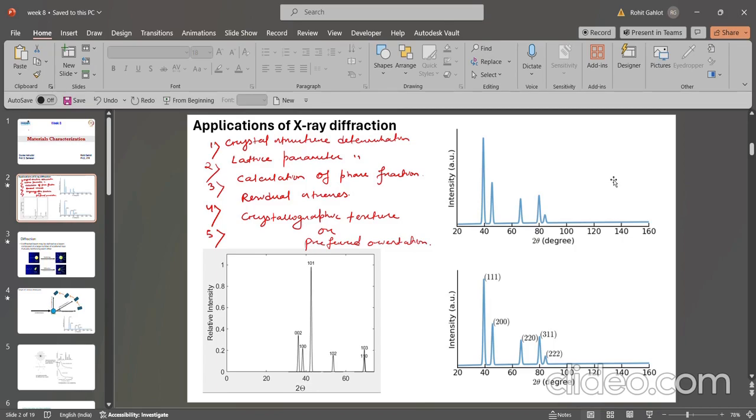Before starting, firstly, the major applications of the XRD can be classified into five things. First one is the crystal structure determination. Second is the lattice parameter determination. Third one is the calculation of the phase fraction. Fourth one is the residual stresses. Fifth one is the crystallographic texture or preferred orientation. So these five applications are majorly used for XRD. And here the XRDs of some specimens are also presented. There are different XRDs.